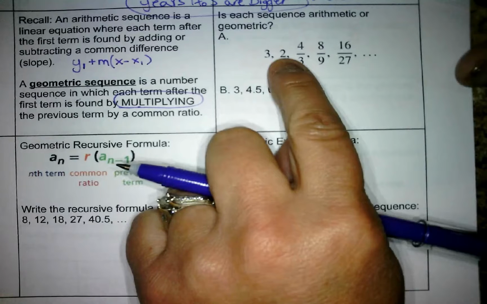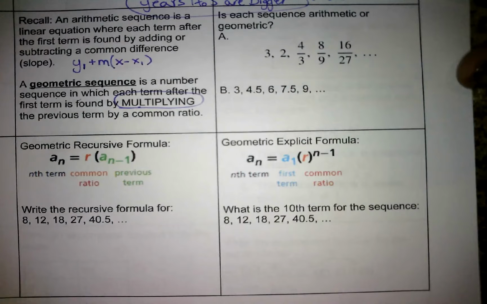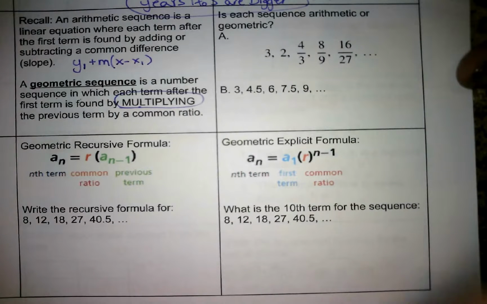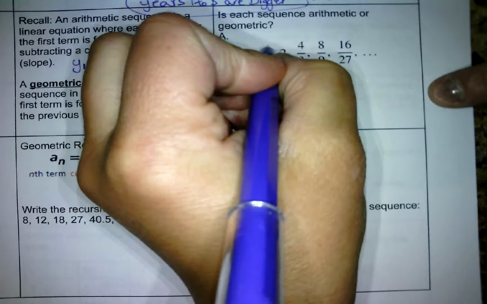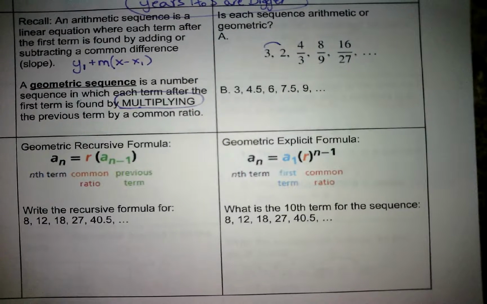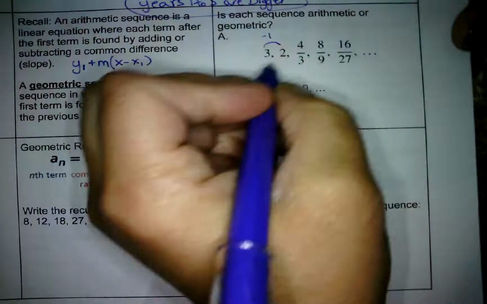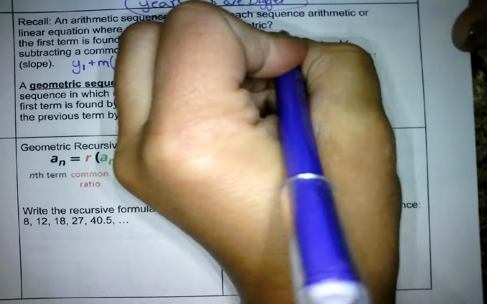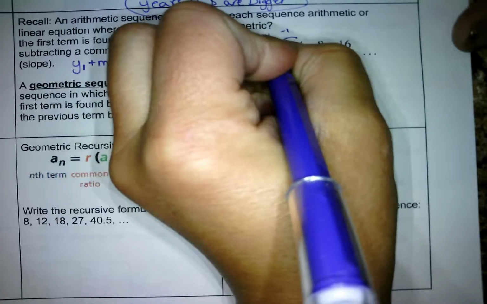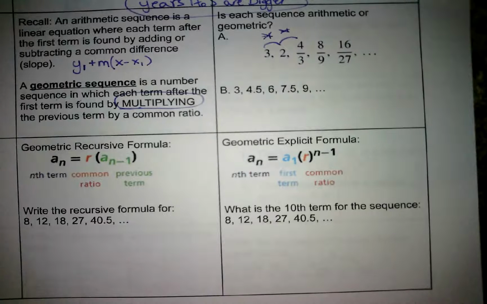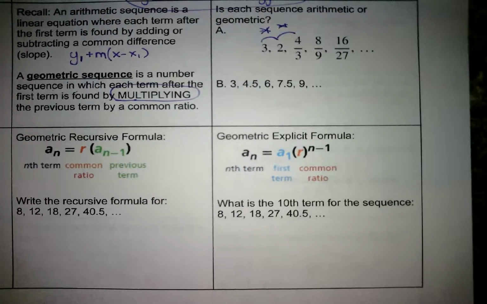So what we find out is we can add or subtract and see what we're doing to get there. The first thing I would do is say, okay, well, 3 to get to 2. If it's an arithmetic sequence, I would have to be subtracting or adding a number. So 3 to 2 would be minus 1. 2 to 4/3, that's not minus 1. So we know it's not an arithmetic sequence. Now let's check and see if it's a geometric sequence. Now there's a chance it could be neither, because we do have other types of sequences.